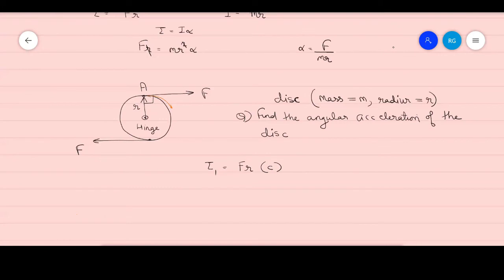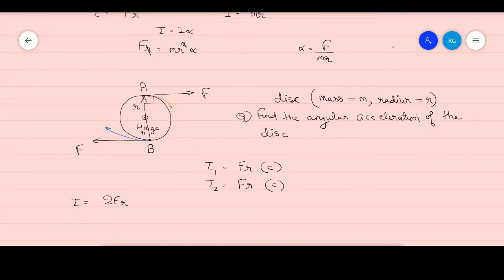Now the second force is acting at this point, suppose it is B, and this is R. So the torque of the second force will again be F into R into sine 90. And this second force is also trying to rotate the body in the clockwise direction. So again I write here C. So the total torque, as both the torques are in the clockwise direction, will be Fr plus Fr, which means 2Fr.